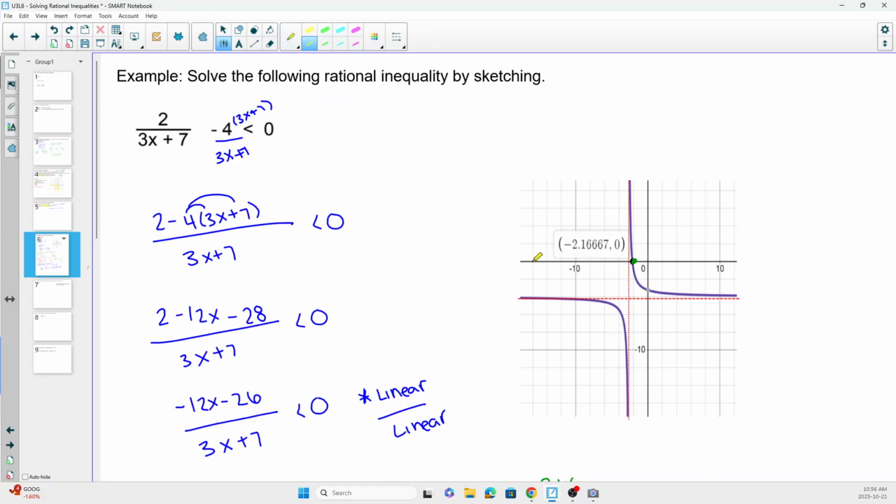And so when we finally had our graph, we would be able to look at it and say, okay, this function is below 0 from negative infinity all the way up until negative 7 over 3. Then at that vertical asymptote, it goes above 0, but only until the x-intercept, and then it drops back down below 0 all the way until positive infinity.